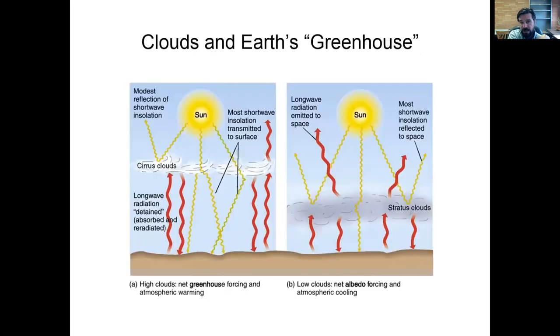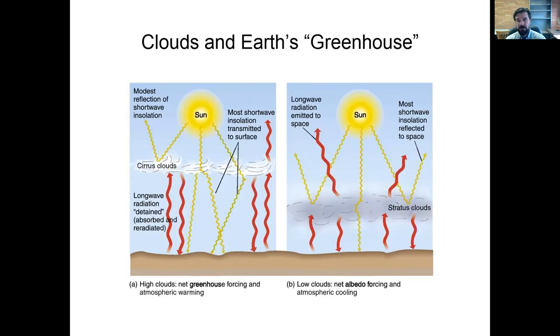And so like you see here, clouds can be a greenhouse forcing agent. As I mentioned, I already talked our way through this one, but if you think about these high cirrus clouds, they're reflecting some of that shortwave radiation back out and not allowing as much of it to reach the surface. The high clouds, the wispy ones, allow the shortwave radiation to penetrate through, but the long wave radiation is detained.